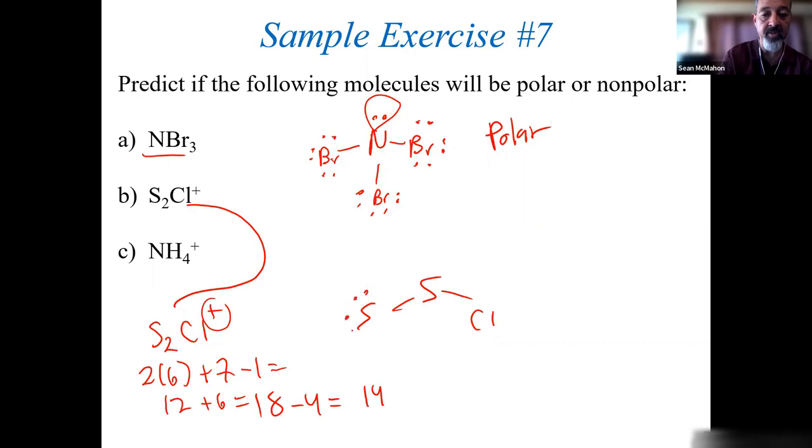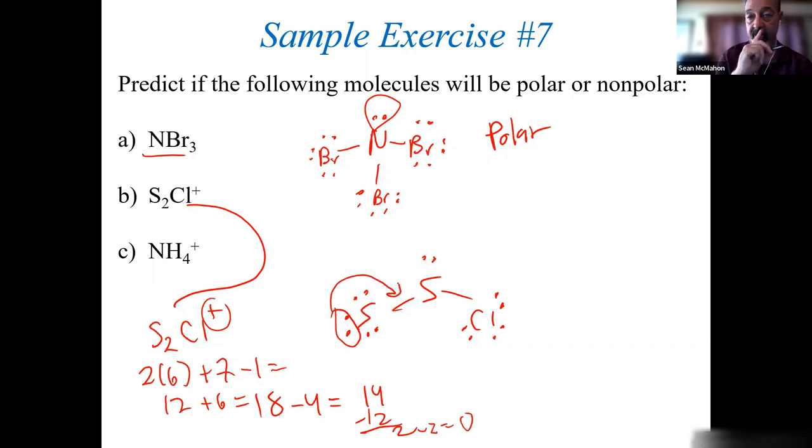1, 2, 3, 4, 5, 6, 7, 8, 9, 10, 11, 12. 2 electrons left. I add them as a lone pair. I have no more. The central atom doesn't have an octet. I'm going to choose, because of bonding patterns, to move the double bond from the sulfur, not the chlorine, because group 7A likes to have 1 bond, 3 lone pairs. Group 6A, like oxygen, likes 2 bonds, 2 lone pairs.